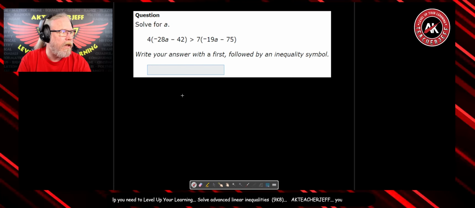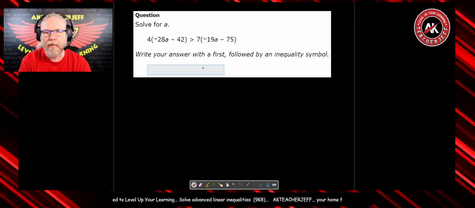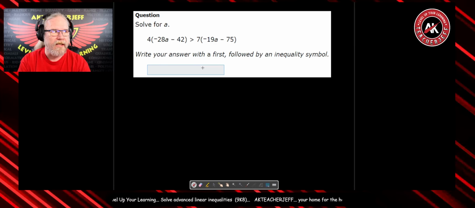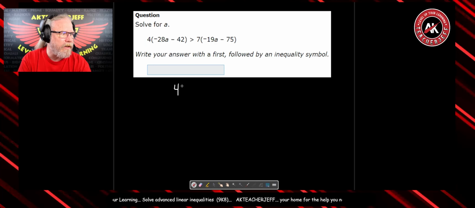On the next question, we've got a couple things going on here. Looks like we got distributive property on both sides we're going to have to deal with. I guess we could divide both sides by 7, end up with 4 sevenths, but I don't think that's going to work out too well. So let's go ahead and do a rewrite.